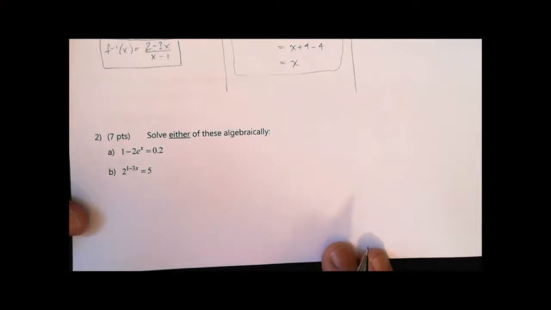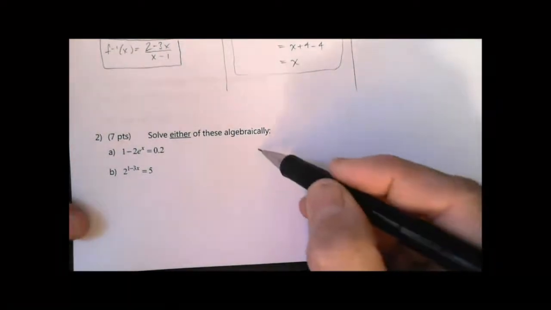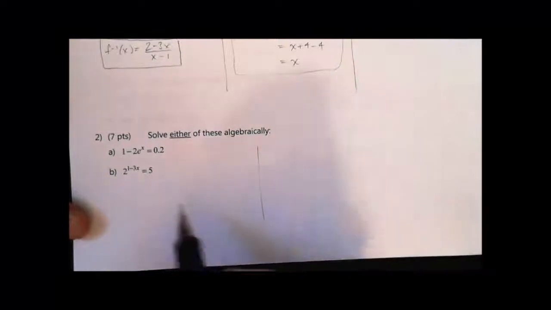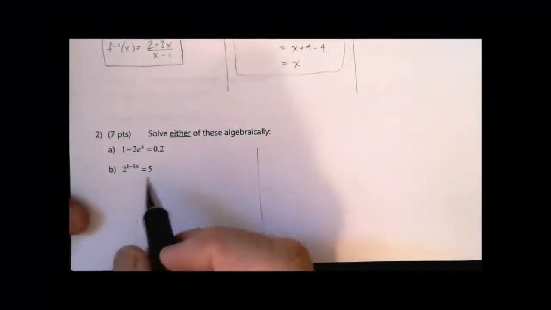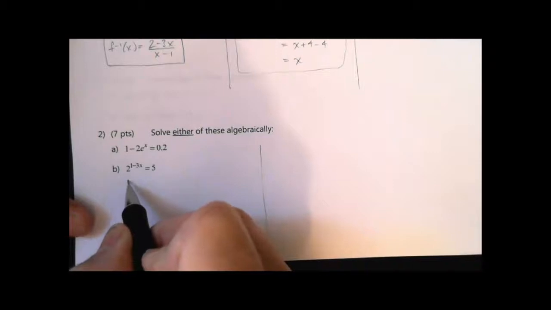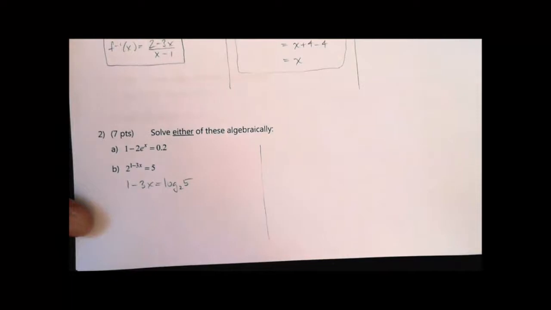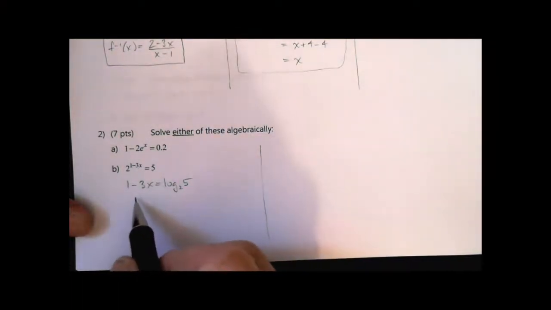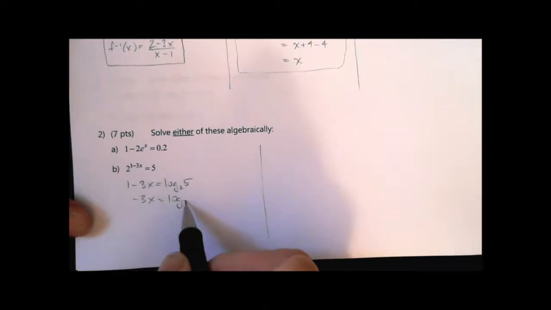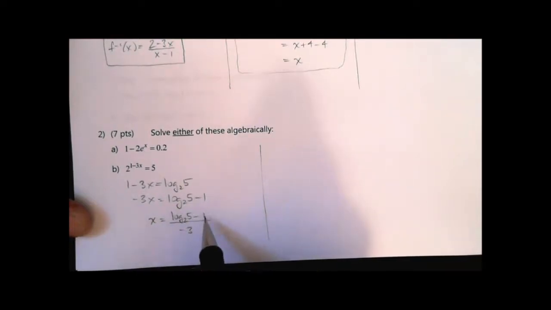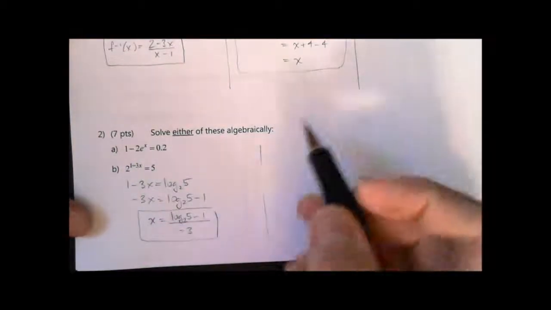Okay, in the second problem, we have to solve either of these. Again, we'll do one at a time. I'll do 2 to the 1 minus 3x equals 5 first. And the simplest way to do this is simply to rewrite this logarithmically. And now we can subtract 1 and divide by negative 3. There's our solution.